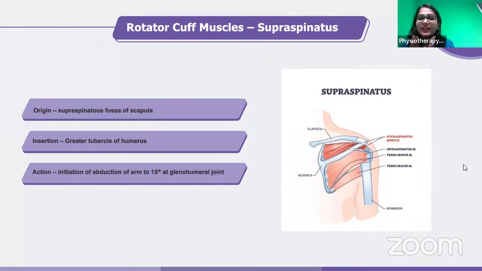next, rotator cuff muscles. These muscles are the bread and butter for the physiotherapist. You have to understand where exactly is supraspinatus, infraspinatus, because supraspinatus is the major muscle where you will see patients coming to you with supraspinatus tendinitis. There are many special tests also to rule out whether it is supraspinatus, infraspinatus, teres minor, major.